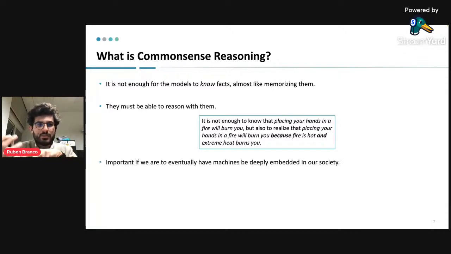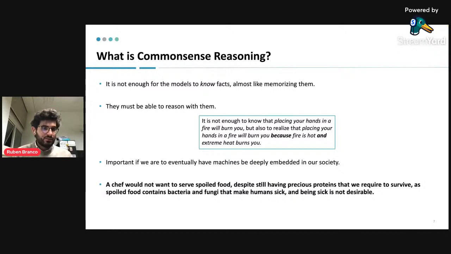So this is important because if we are to eventually have machines be deeply embedded within our society and do things for us, they need to possess this knowledge and reasoning capabilities in order to understand our worldview as humans, right? Our needs, our capabilities, our beliefs, and act according to that. Like a human chef would not want to serve us spoiled food, because despite still having precious proteins that we as humans do require to survive, spoiled food contains bacteria and fungi that makes us sick, and being sick is not desirable. No one likes that.